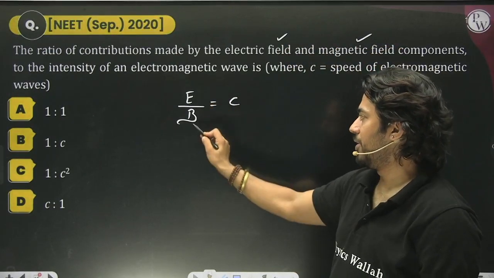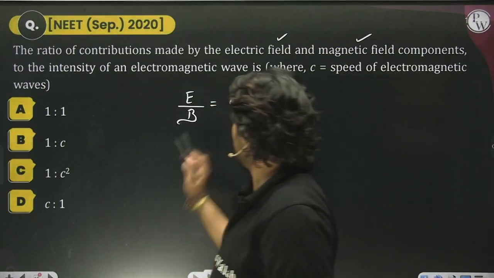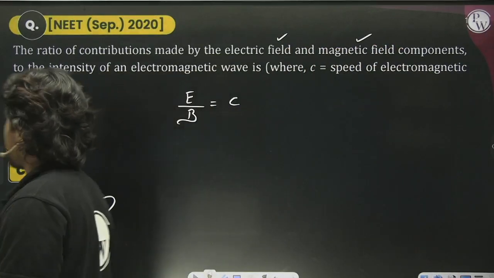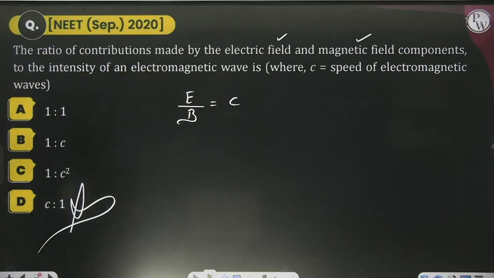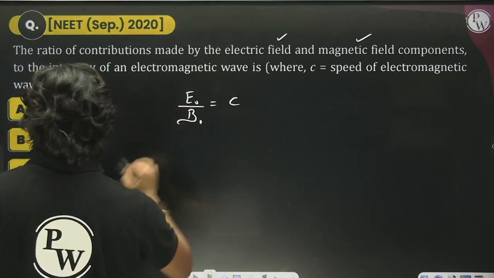So that's what they are asking, the ratio of contributions made by electric and magnetic field component. This is electric field component, this is magnetic field component. So how much does it turn out to be? It turns out to be C. So the answer is going to be C ratio 1, because we know the expression that relates the peaks of the two, E naught equals B naught into C.